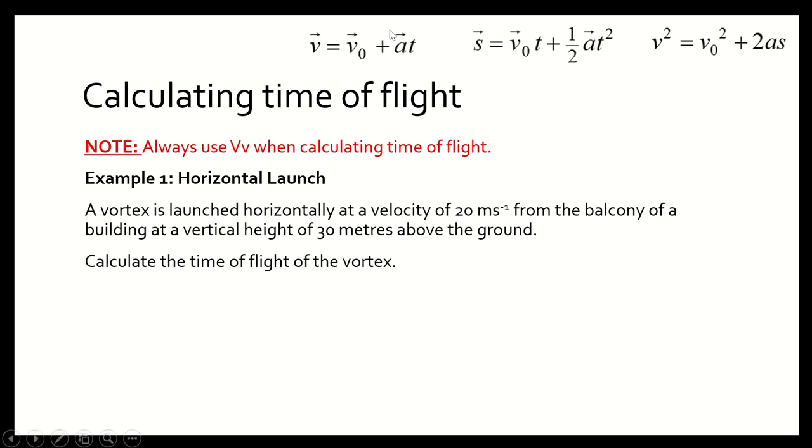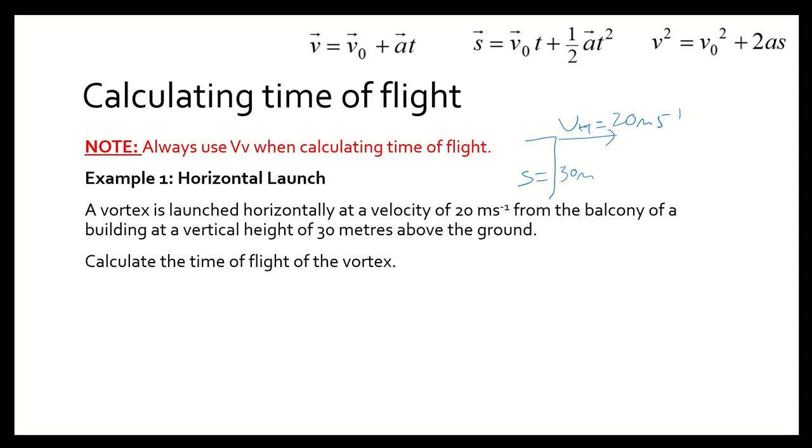Now, these are our equations of motion. We're going to treat our components of velocity separately. Our first one is a horizontal launch, and we're going to be calculating time of flight. A vortex is launched horizontally at a velocity of 20 meters per second. So we're given the horizontal component of velocity, 20 meters per second, off a balcony. The balcony is quite high, 30 meters. So our displacement is 30 meters up in the air. Now calculate the time of flight of the vortex.